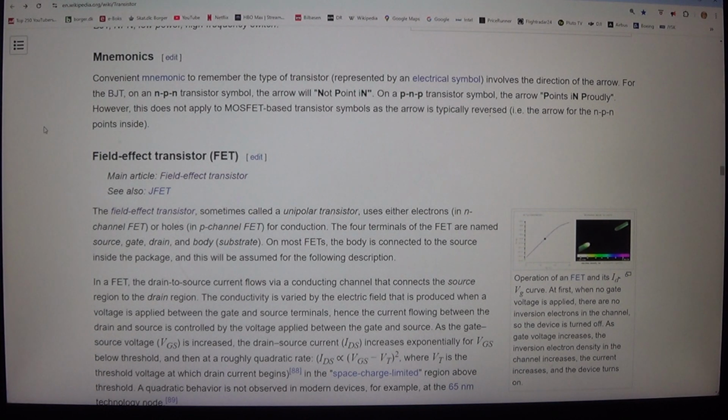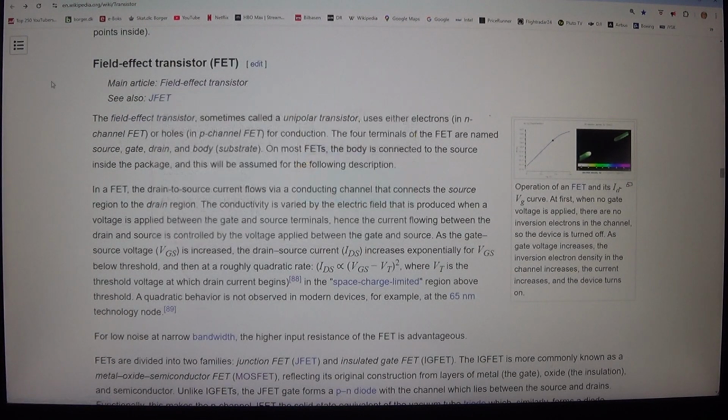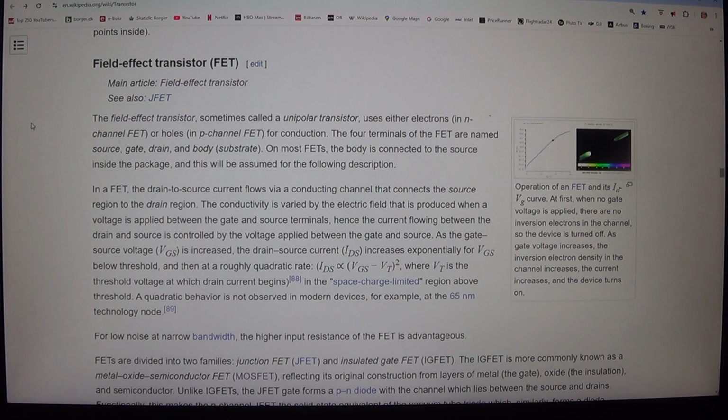Field-effect transistor (FET). Main article: Field-effect transistor. See also: JFET. The field-effect transistor, sometimes called a unipolar transistor, uses either electrons, in N-channel FET, or holes, in P-channel FET, for conduction. The four terminals of the FET are named source, gate, drain, and body (substrate). On most FETs, the body is connected to the source inside the package, and this will be assumed for the following description.